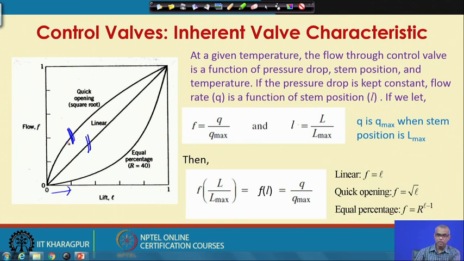In case of equal percentage, the change in the flow rate is low in the beginning as you increase lift, but at very large opening, it increases very rapidly. But in the beginning, the flow rate changes minimally as you increase the lift.